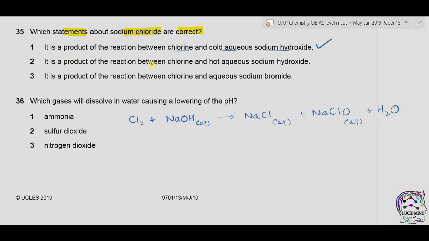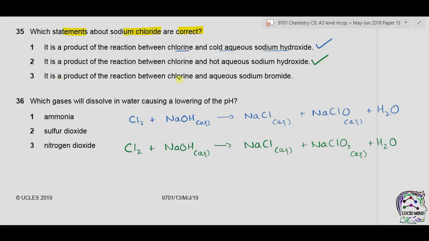2. It is a product of the reaction between chlorine and hot aqueous sodium hydroxide. Again we can write the chemical equation for this one. We have chlorine and hot aqueous sodium hydroxide. Now the products are sodium chloride, sodium chlorate, which is NaClO3, and H2O. As we can see that sodium chloride is formed, 2 is also correct.